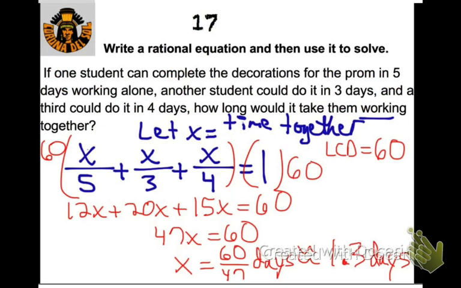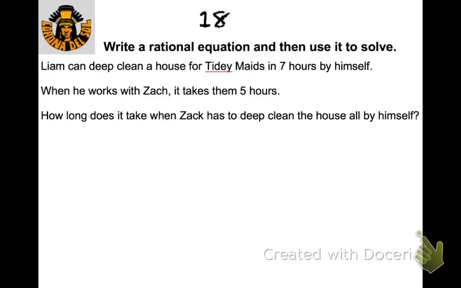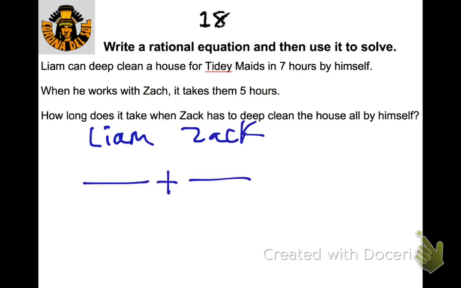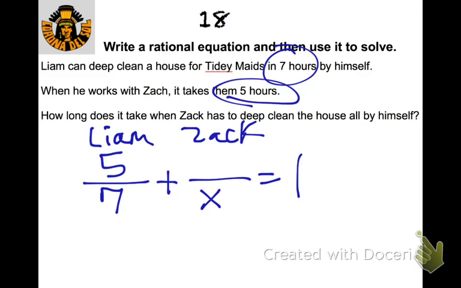All right, let's see, last one. Okay, so we got Liam and Zach. Time together on the top, time alone on the bottom. Okay, Liam, where's he at? Liam can do it in 7 hours by himself. That goes on the bottom. How long does it take Zach to do it by himself? We don't know, so that's x. Together, it says when he works with Zach, it takes him 5 hours. So together, it's 5. So that's why that 5 is on top.